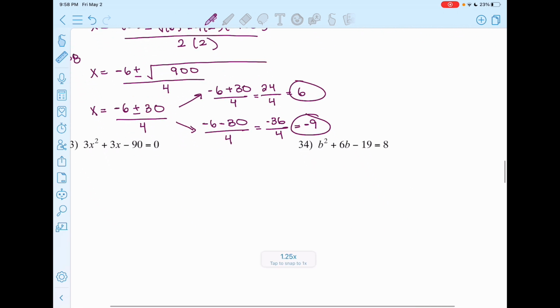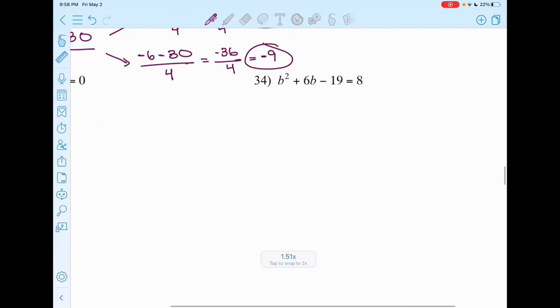Let's try 34. Notice how in 34 my equation equals 8. Like I've said before, we have to get our equation equal to 0 because our x-intercepts occur where y equals 0. So to move the 8, I'm going to subtract 8 from both sides. And I'm left with b squared plus 6b minus 27 equals 0.